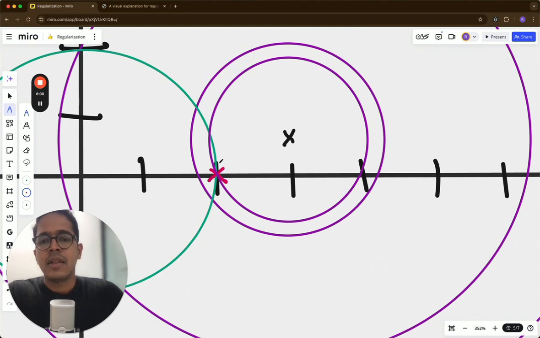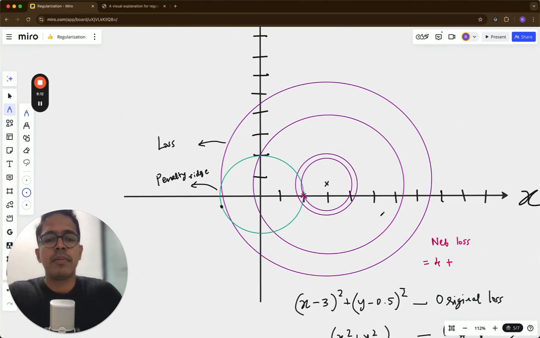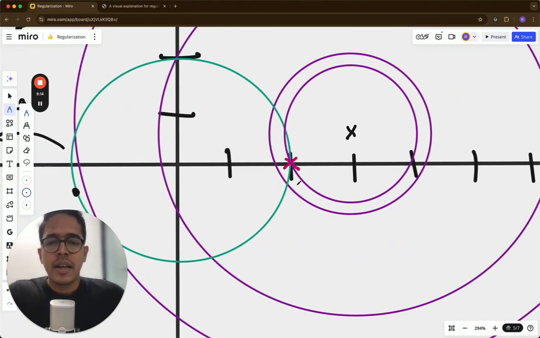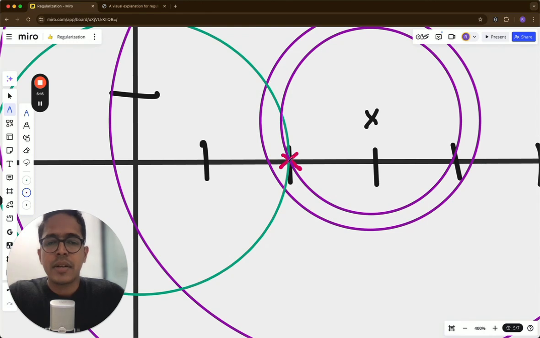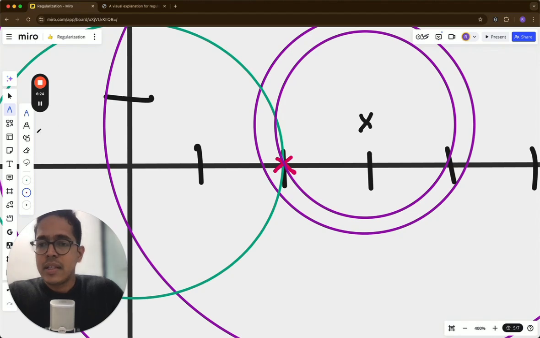And for all the points along this circle, the penalty term will be the same. But if you are looking at this one specific point, the net penalty will be the penalty due to the value of this orange circle plus the value of this green circle. But look at this point now. How about this point? It is on the green circle only. It is still on the green circle, but it is not on the original purple circle which I have drawn.